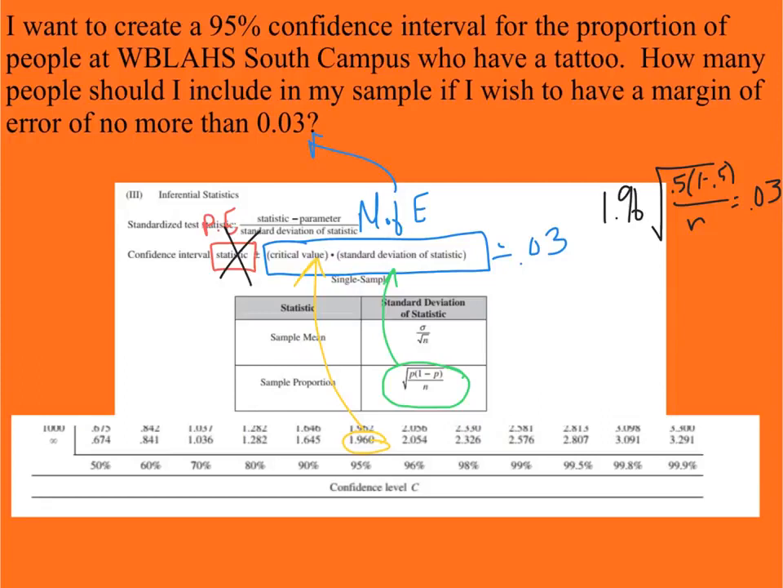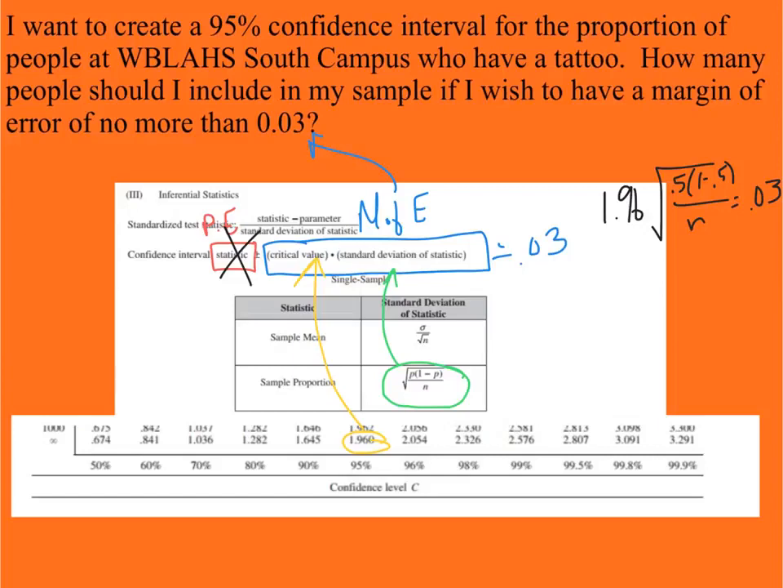The mathematical reason is this will create the largest possible interval. 0.5 times 0.5 is 0.25. 0.6 times 0.4 is 0.24. 0.7 times 0.3 is 0.21. This is the maximum margin of error. So really, we'll probably achieve an even better margin of error than 0.03. But this ensures that we will get the correct thing.